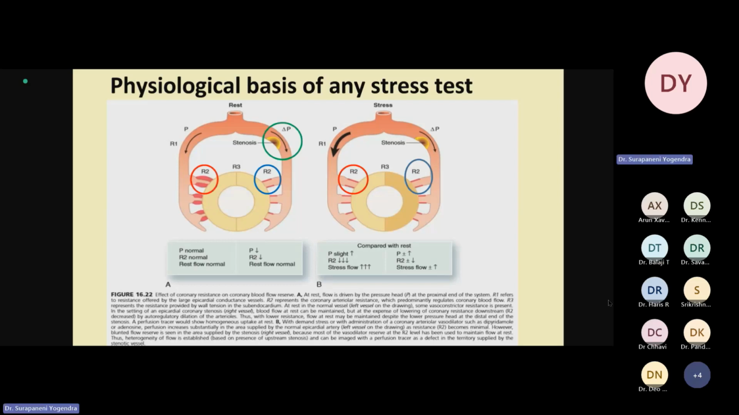Stunned myocardium: depressed function at rest but preserved perfusion. So as you can see in the image.